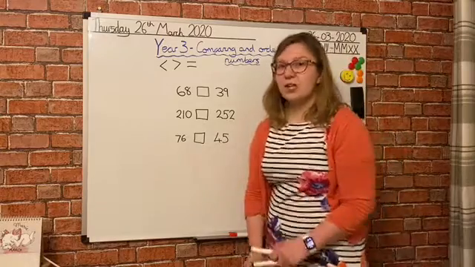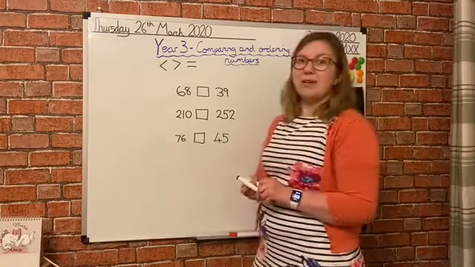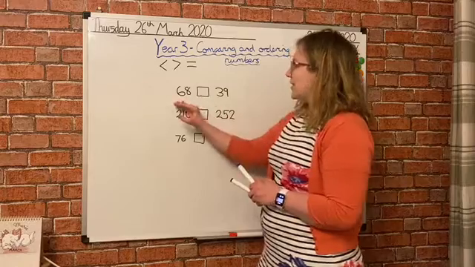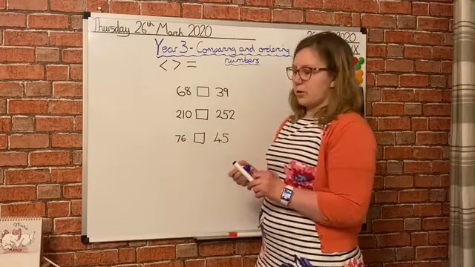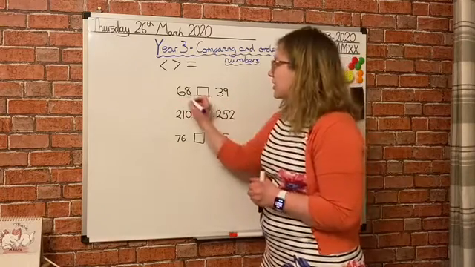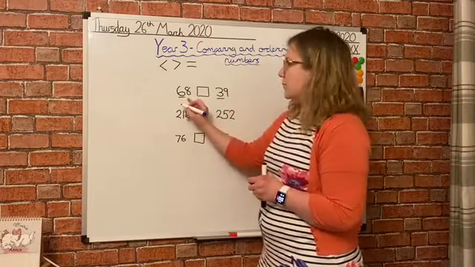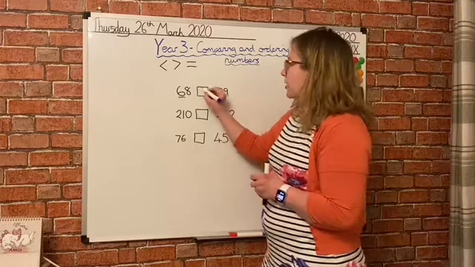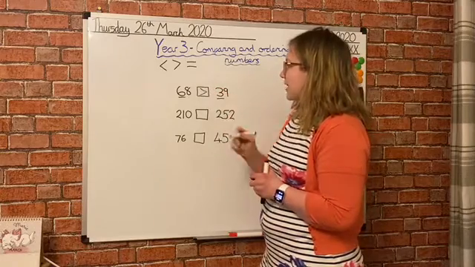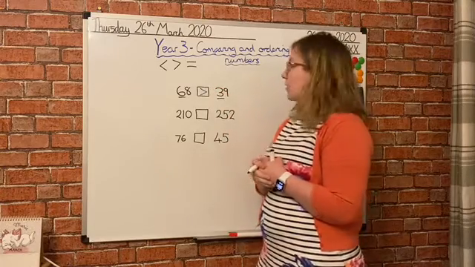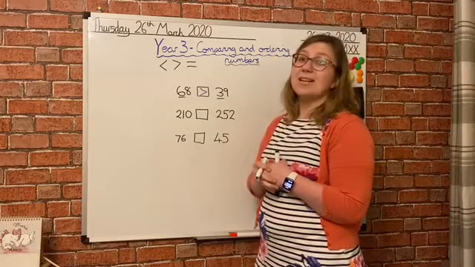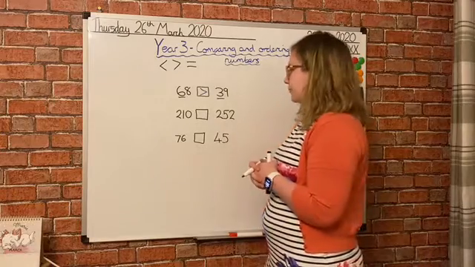Okay, hopefully you've had a good go at these. Let's go through and see how you did. So we've got 68 and 39. I'm going to look at my tens first. I can see I've got 6 tens in this number and 3 tens in this number, which tells me that this is the larger number. So it is more than, 68 is more than 39. 68 is greater than 39.